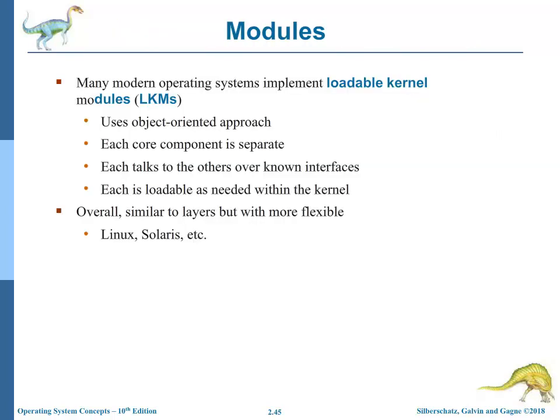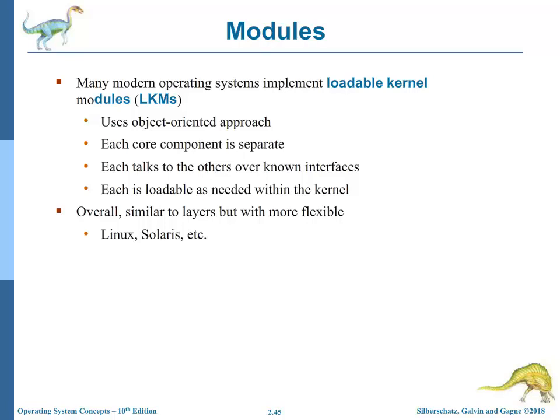A loadable kernel module, LKM, is an object file that contains code to extend the running kernel, or so-called base kernel, of an operating system. LKMs are typically used to add support for new hardware, for example device drivers, or file systems, or for adding system calls. Linux uses loadable kernel modules primarily for supporting device drivers and file systems.